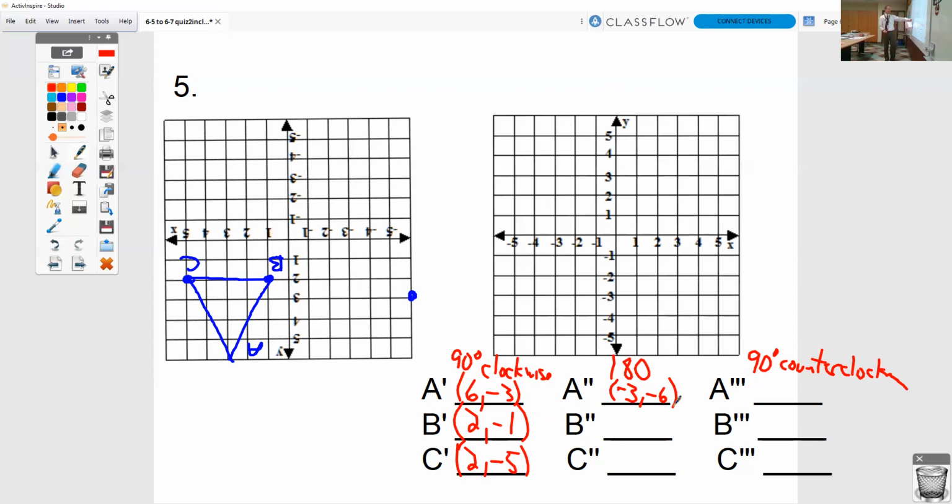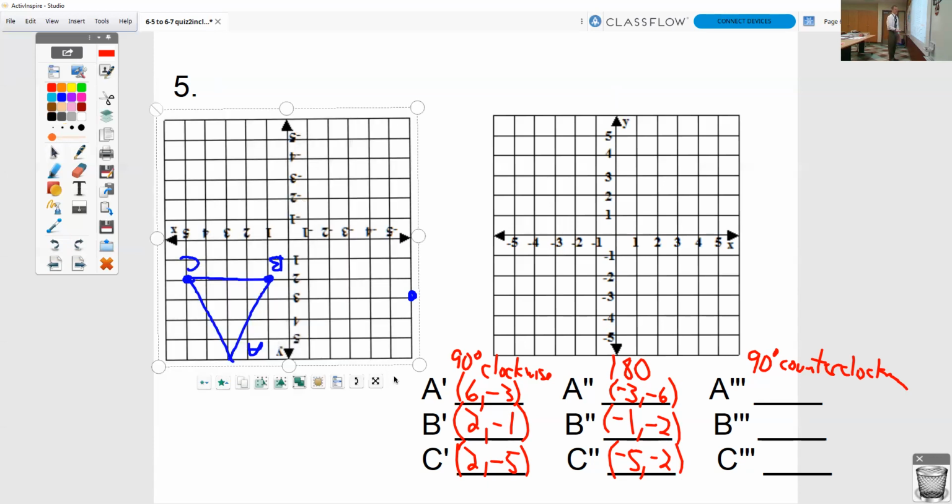B looks like it's over to 1, down to 2. But over to the left is negative and down is negative. So it's over to -1, down to -2. And then C looks like it's over to 5, down to 2. It's not over to 5, it's over to -5, over to the left. And anytime we go down, down is always negative. So it's down to -2.